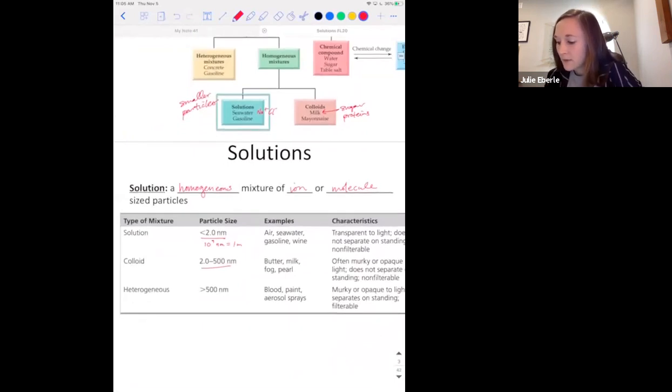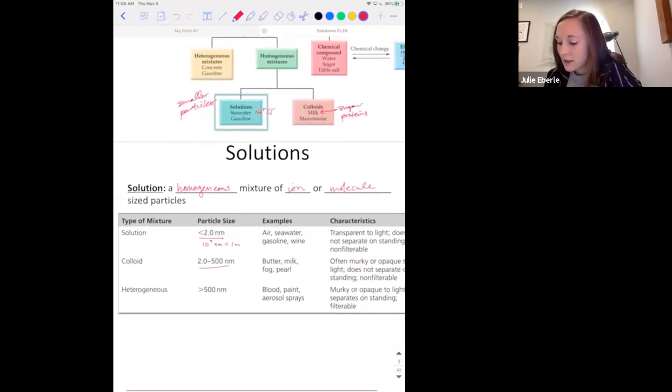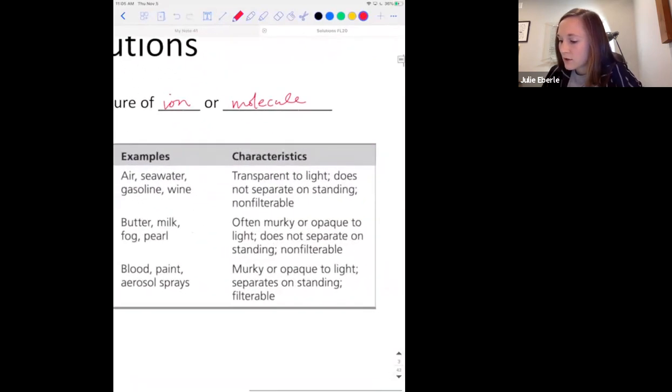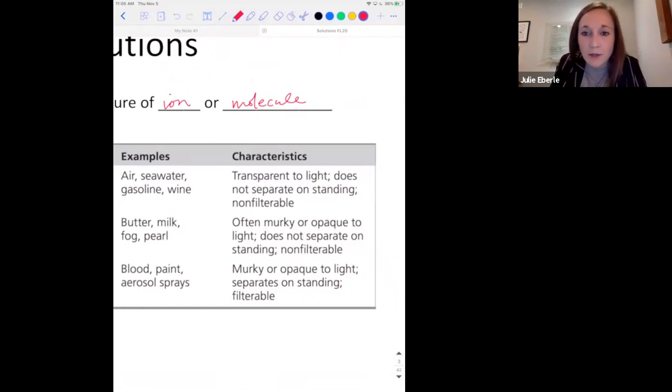So there's that. And then you can read some different characteristics between a solution, a colloid, and a heterogeneous mixture. I actually want to point a few of these out. So the top one over here is the solution. Solutions are transparent. What does that mean if it's transparent? What is something that's transparent? Can you see through it? Can you not see through it?